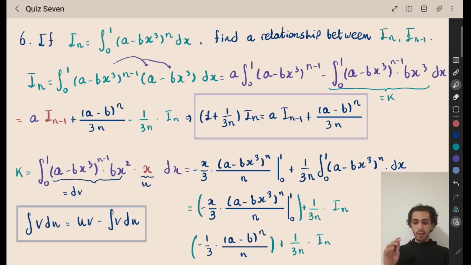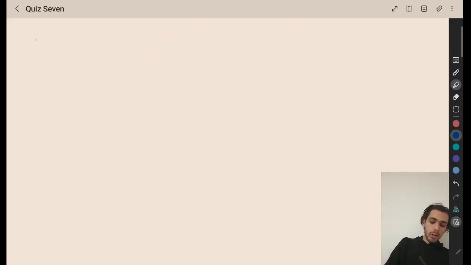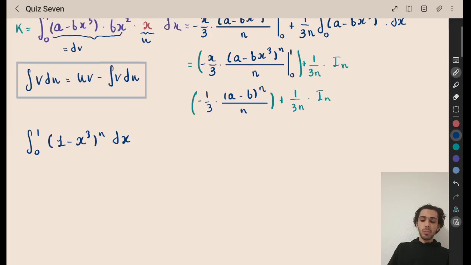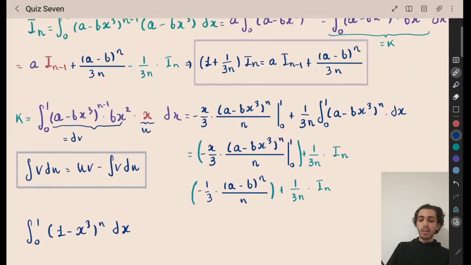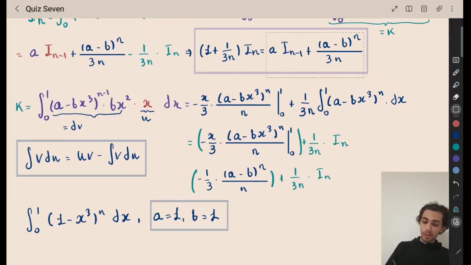So one thing, this is the answer to the exercise. Now, another note. The exercise was originally intended to solve this problem. So it was the integral from 0 to 1 of 1 minus x cubed to the n dx. So you plug in a is equal to 1 and b is equal to 1. Now if you plug in a is equal to 1 and b is equal to 1 here, you get that this term will be 0. So this is a is equal to 1. Now this is true, so I can apply the formula.